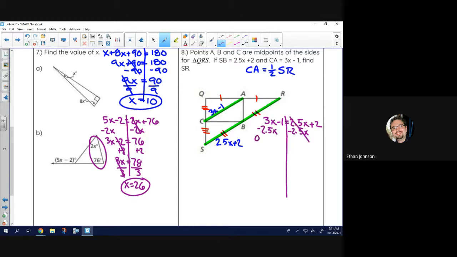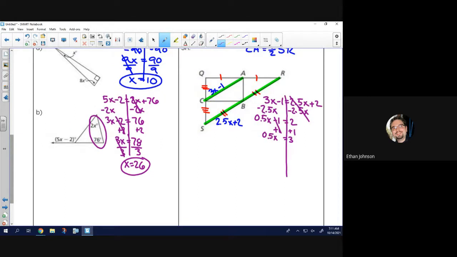So we have 0.5x minus 1 equals 2. Then we're going to add 1 to both sides. So 0.5x equals 3. Remember, 0.5 is just 1/2. To get rid of 1/2, we're going to either divide both sides by 1/2 or, to make life easier, multiply both sides by 2. So x equals 6.